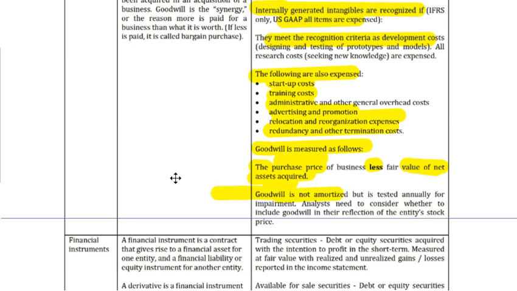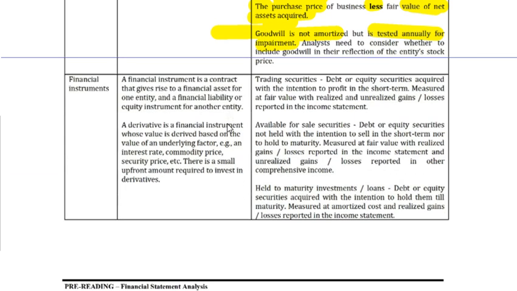Goodwill is not amortized. We don't write it down year after year, but we test it annually for impairment. In other words, we need to say to ourselves, is the value of what it was worth still what it's worth, or perhaps it needs to be written down to a lower value. We've got financial instruments. Financial instruments are things like derivatives. We break these down into different categories. Trading securities. These types of securities are purchased for the short term to trade.